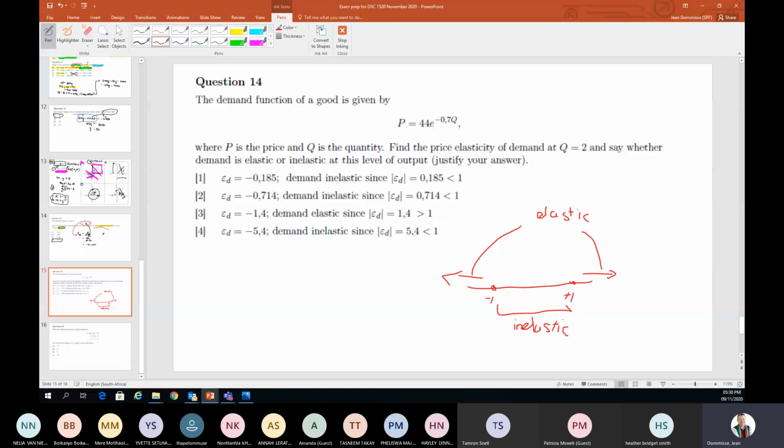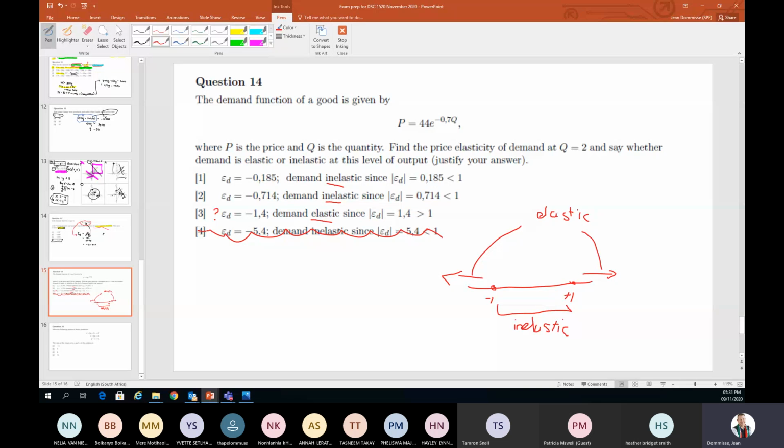Bigger than 1 or smaller than -1 is elastic. So it might be this one. It can't be that one. Anything between -1 and +1 is inelastic. So at least it can't be option 4.